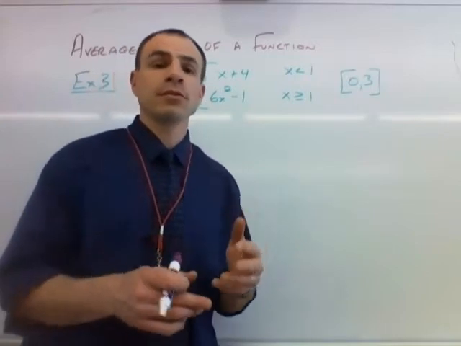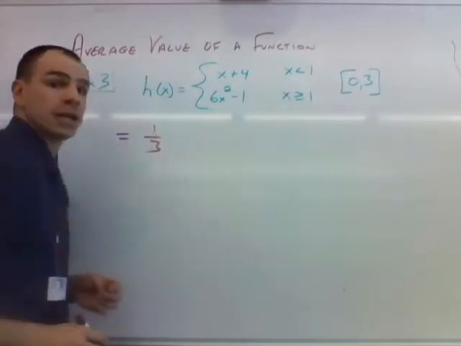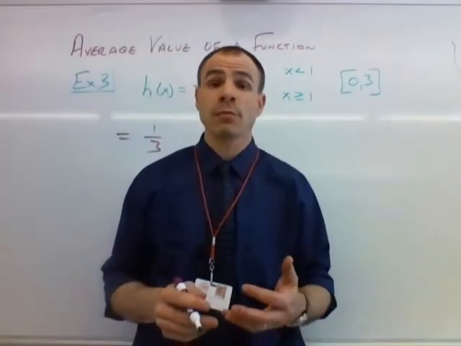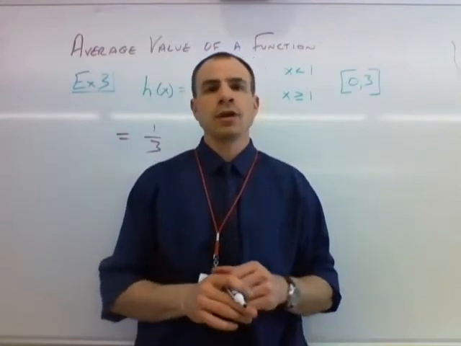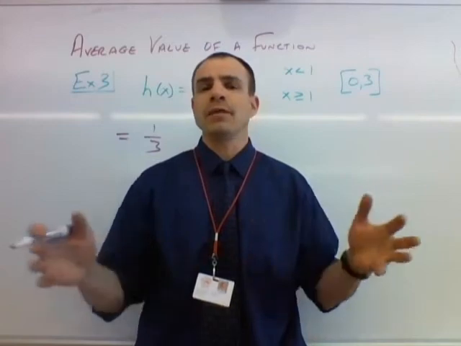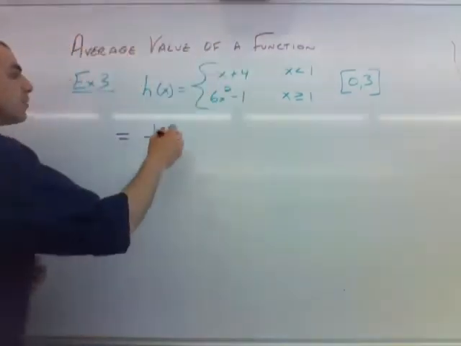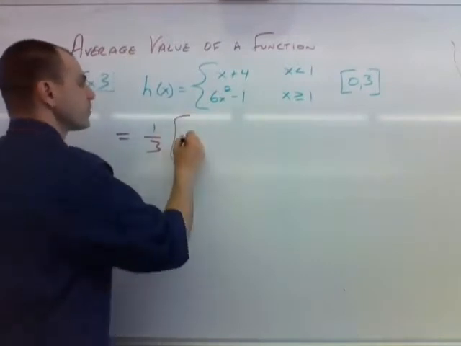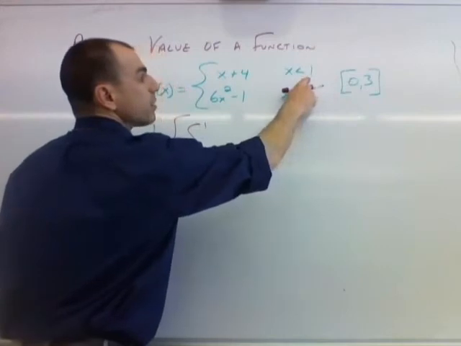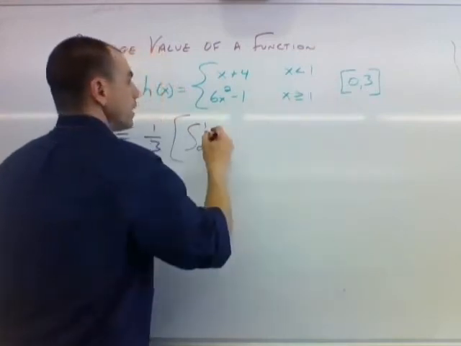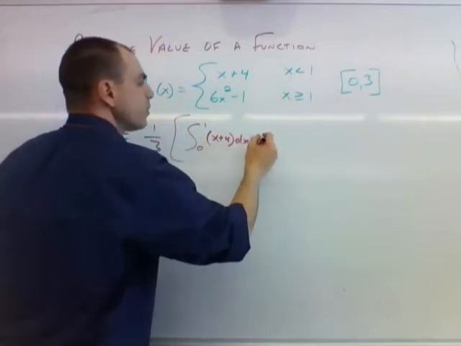Okay, so basically what's happening here is we're going to have the 1/3 as our coefficient. And that 1/3, just like the previous problems, is not going to be touched until the very end. Find the two integrals and combine them, then take 1/3 of the answer. Right? So we have 1/3, and then we're going to have, in parentheses, the integral from 0 to 1, because we're starting at 0, and our cutoff is 1, and our function is x plus 4 dx, and then we're going to add to that.